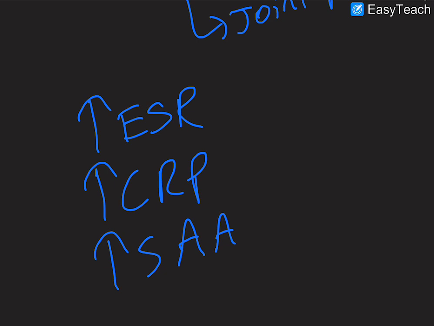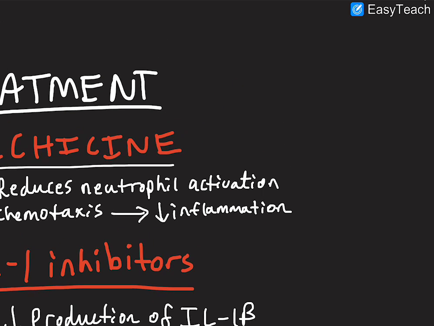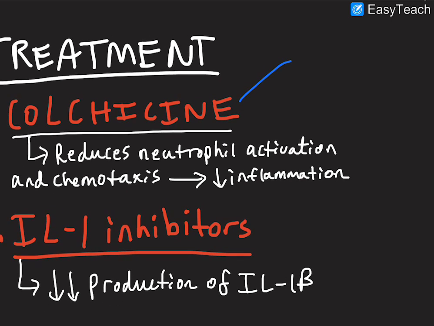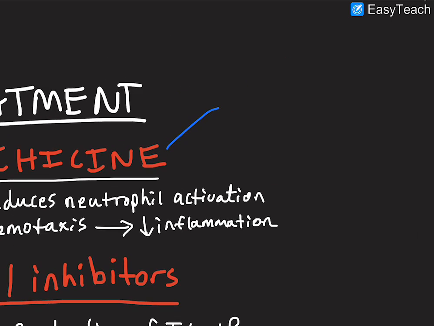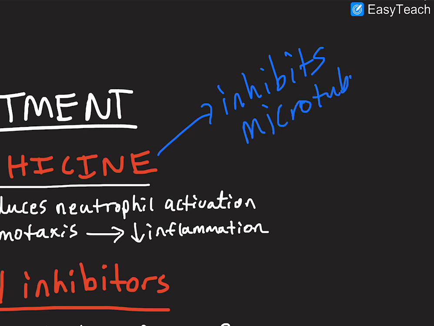So, knowing all that, if we just cover the last thing, which is treatment, we would want something that inhibits neutrophils, right? Because that's the main culprit, the neutrophils, in terms of attacking our serosal membranes. So the thought is that colchicine, what it actually does is it reduces neutrophil activation and chemotaxis, so that reduces inflammation. But another thought is that it inhibits your microtubule formation in your neutrophils, right?